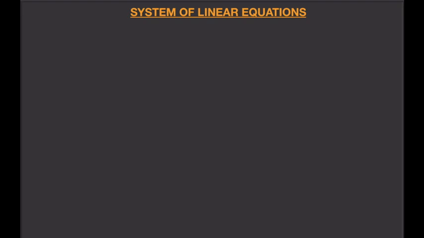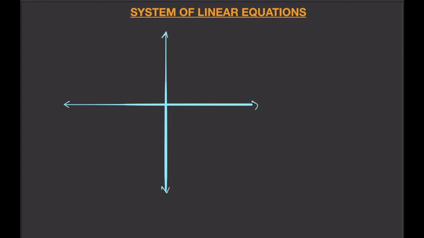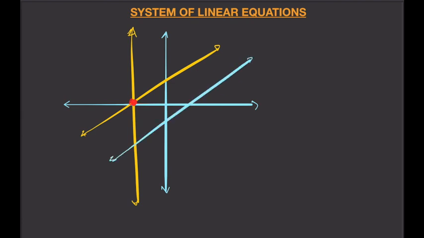Now there are three possibilities on how the graph will look. So let's have a graph right here. Your graph could look like this and this, where you have an intersection. Or your graph could look like this and then that. These are parallel lines, and in this case there's no intersection.